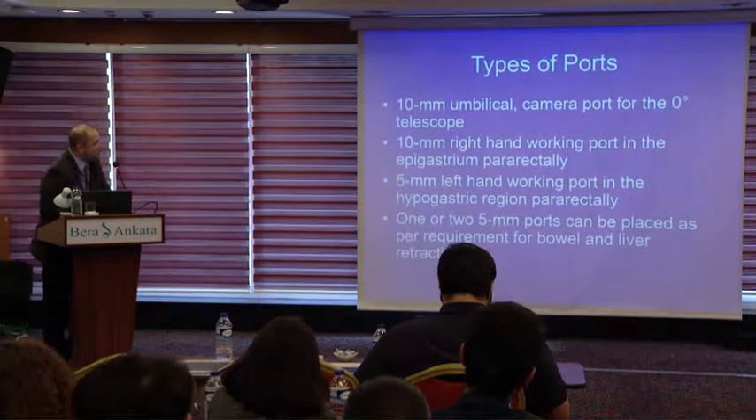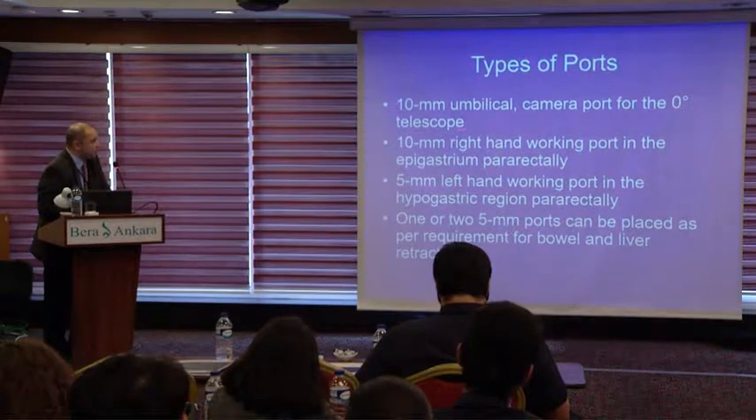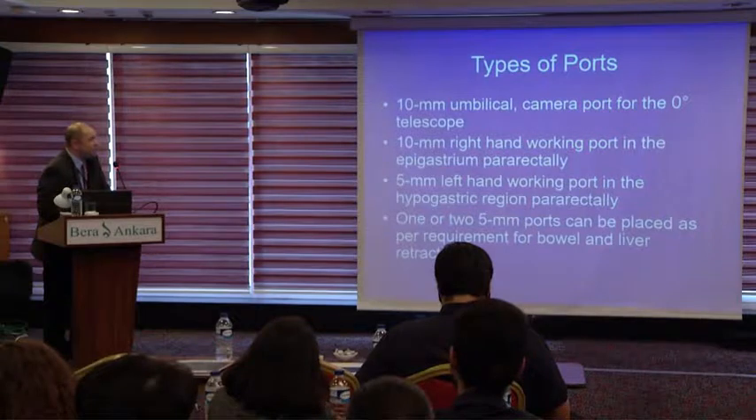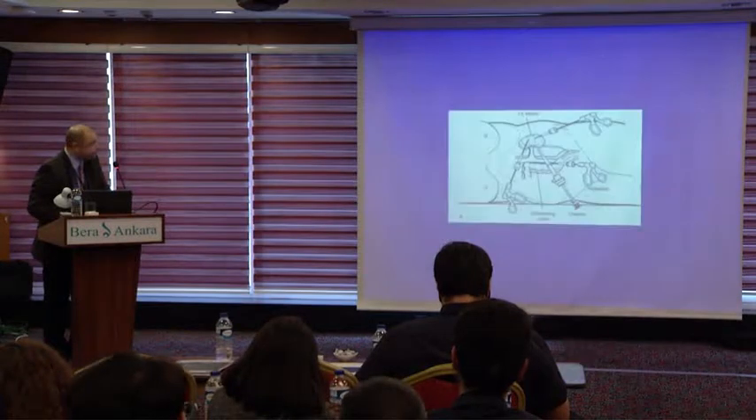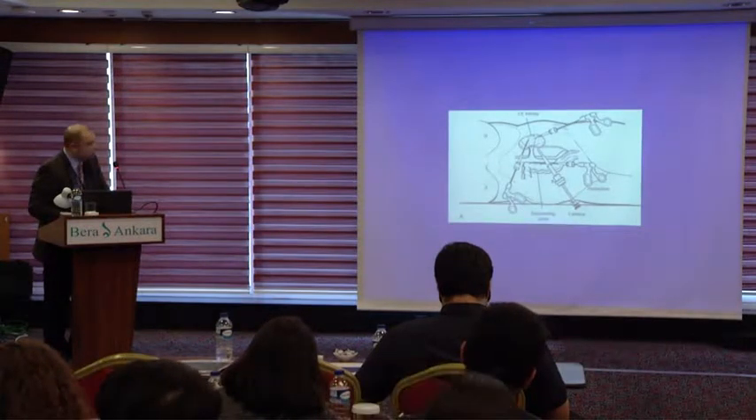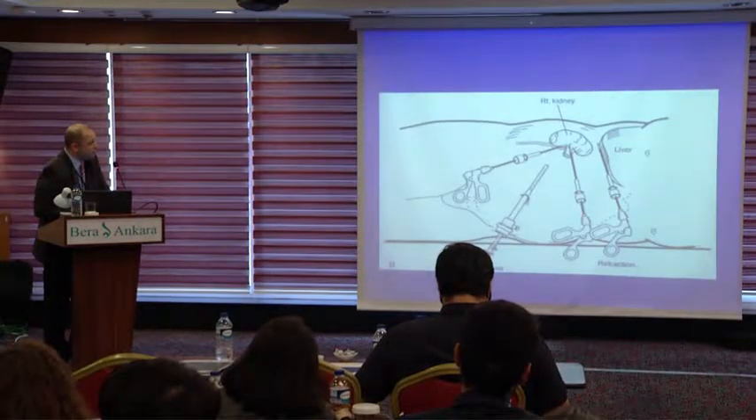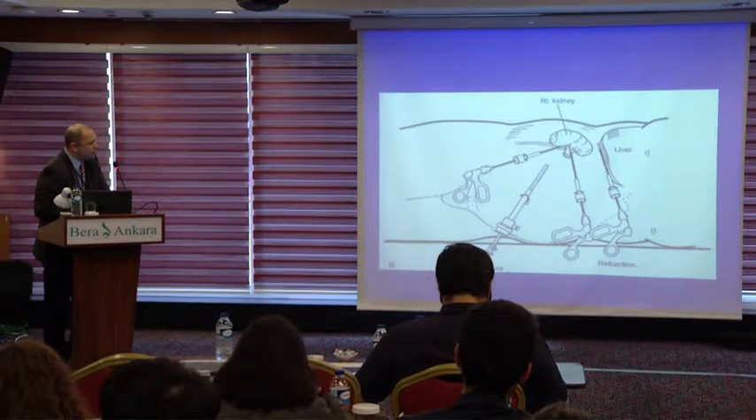As a summary, 10 mm umbilical camera port for the 0 degrees telescope. Sometimes you can work with a 30 degrees telescope. 10 mm right-hand working port. 5 mm left-hand working port. 1 or 2 5 mm ports can be placed for bowel or liver retraction. Here you can see the 4th port is placed for liver retraction.